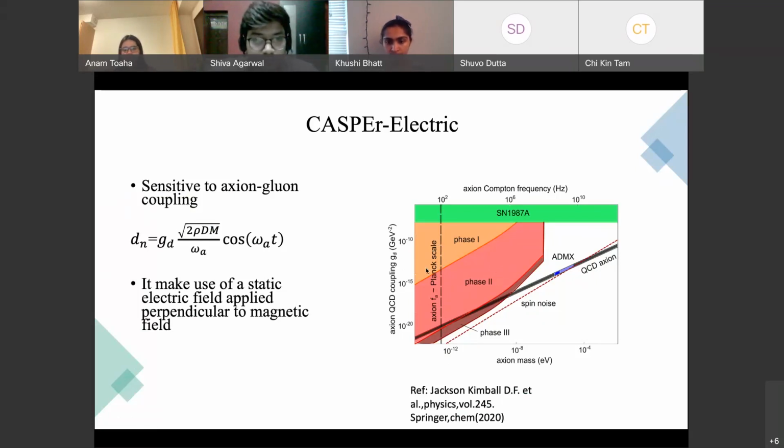So this is all about the graph. You can find more information about the graph in the reference of the paper.